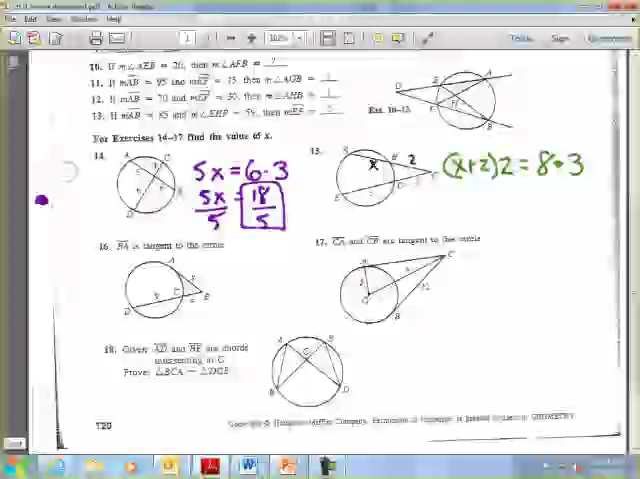What do I do first to solve that equation? Distribute. So it gives me 2x plus 4 equals 24. And then 8 times 3 is 24. Subtract the 4. So 2x is 20 and x is 10. Obviously not drawn to scale. Questions on that one?